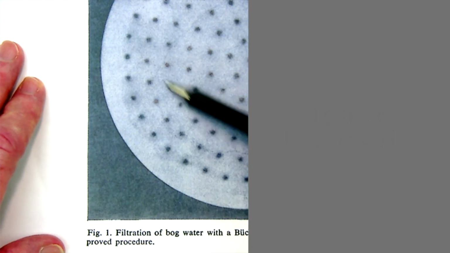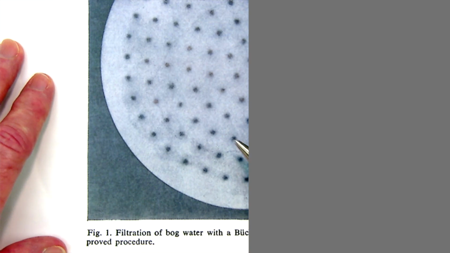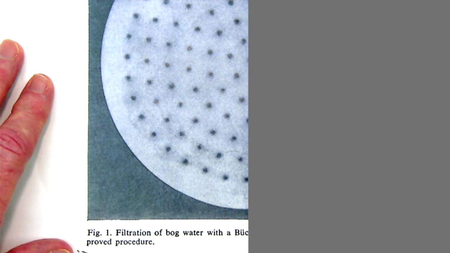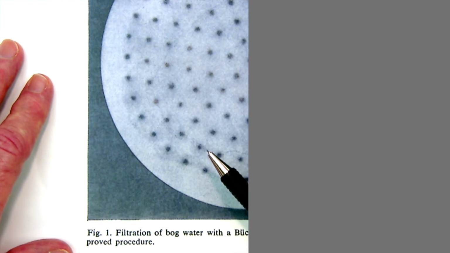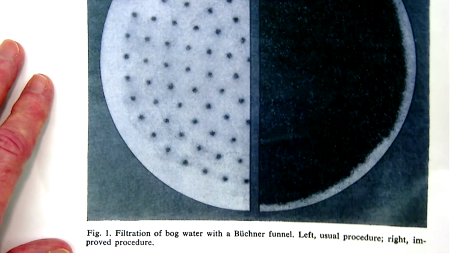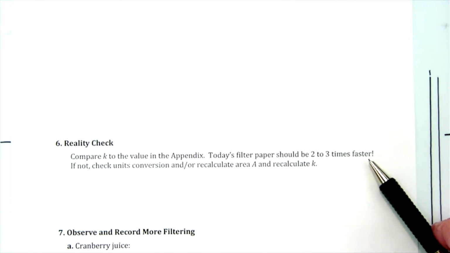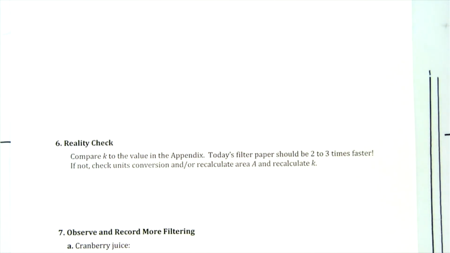Well, we know how many holes we have, we've counted them, we know what the diameter of each hole is, so we can add those all up, and that is going to give us the effective area of the entire filter. Ignore this right-hand side. Use that area. And when you do that, you should pass the reality check. If you haven't, stop the video right now and come back when you've passed the reality check.